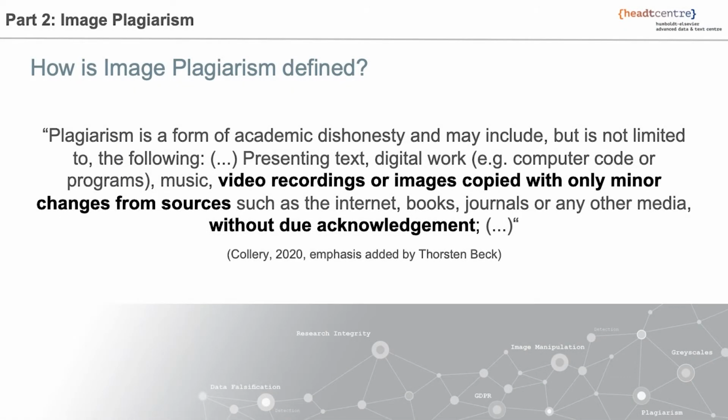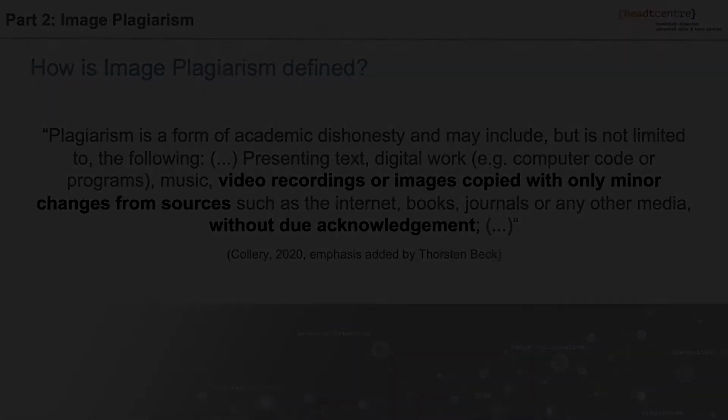From the definition you see on this slide, we learn that any form of intellectual content can be plagiarized. Not only texts, but other containers of information, and certainly images are among them. In the next few minutes, I'm going to show you some examples of how images are plagiarized, how it is sometimes challenging to draw a line between citing and plagiarizing a picture, how image plagiarism can be detected, and last not least, how to reference images.